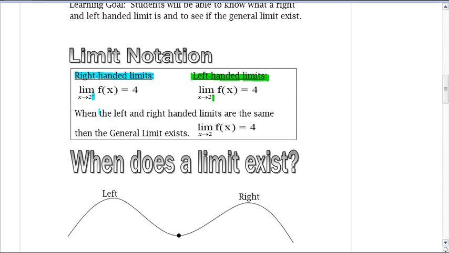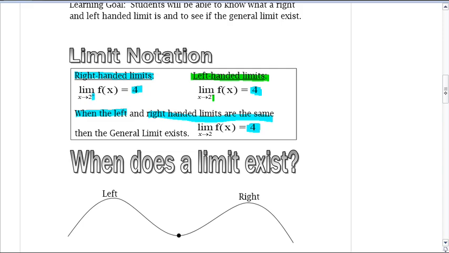Now this is very important. If they ever ask you, does the general limit exist, you need to show that the left-hand and the right-hand limit are both equal to the same number. We've been working with general limits already. The general limit won't have a little plus or minus. It would just be the limit as x approaches 2 of f of x. So once again, very important: if we show that the right side and the left side have the same height, then the general limit exists, and it's at that same height. That's how you would prove it.